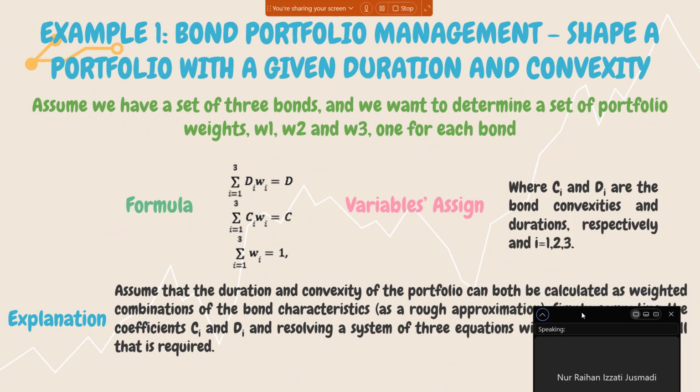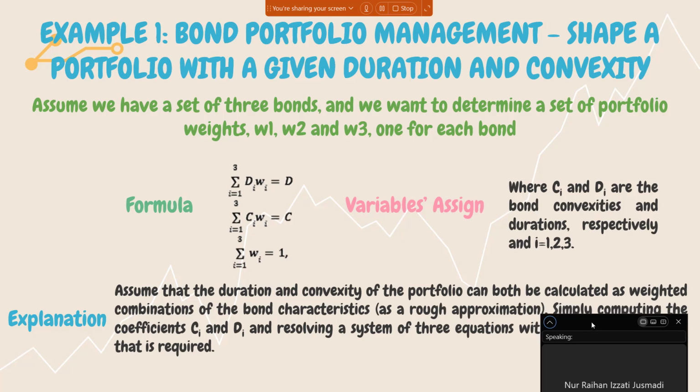Next, for the example that we chose from the article Numerical Methods in Finance, we chose example 1. It is about the problem of bond portfolio management, about how to shape a portfolio with a given duration and convexity. First, we assume that we have a set of 3 bonds and we want to determine a portfolio with weights W1, W2 and W3, one for each bond.